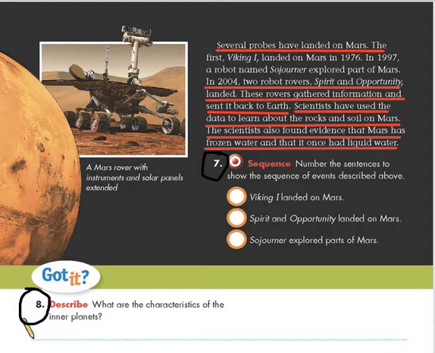And in 2004, two robot rovers, which are called Spirit and Opportunity, landed on Mars. And these rovers gathered information and sent it back to Earth. Scientists have used the data to learn about the rocks and the soil on Mars. The scientists also found evidence that Mars has frozen water and that it once had liquid water. So that was really interesting to know that not only Earth has water, Mars has frozen water, and they knew that it once had liquid water.